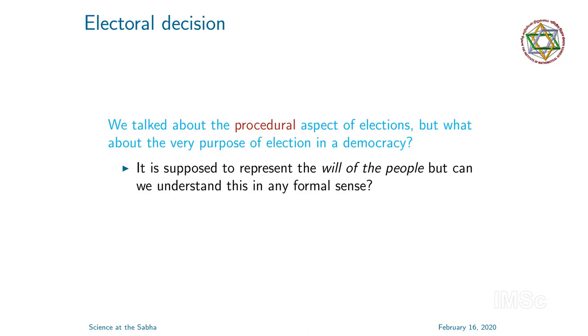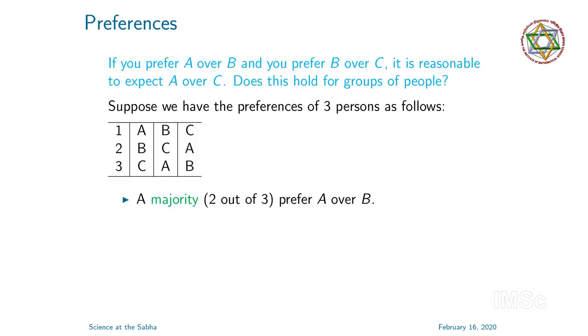Now, I have only talked about the procedural aspect of elections. What about the very purpose of election in a democracy? It's supposed to represent the will of the people, right? It sounds very nice. But can we understand that in any formal sense? Now, we all use majority in elections, right? When you have preferences over candidates, over electoral parties, over toothpaste, whatever you can think of, it's very reasonable to say that if you prefer A over B, and you prefer B over C, then you prefer A over C, right? Transitivity is a normal property that you assume. You think it's rational. Now, does this hold for groups of people?